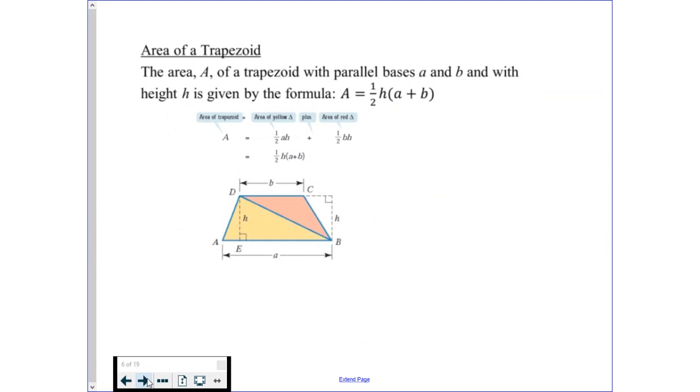Now, I want you to consider the two triangles here. The one with yellow color, the area is half of A times H. A is the base, H is the height. And the second one is also half of B times H. The height is the same height. So when you add the two, the area becomes half of H times A plus B.